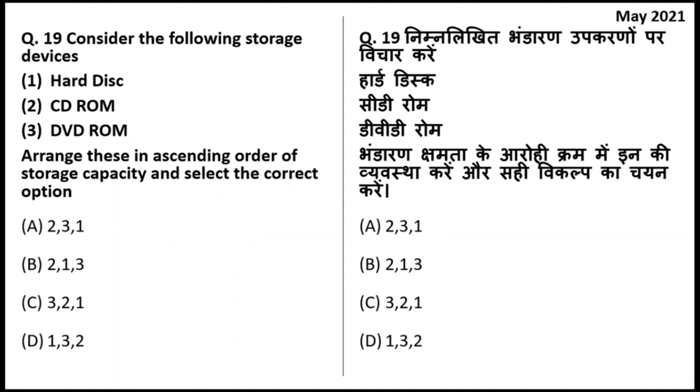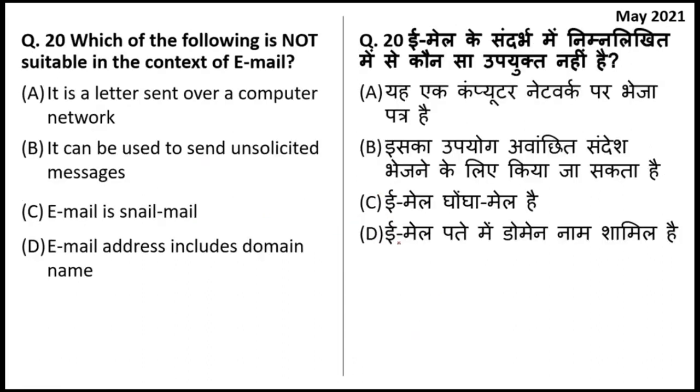The following storage devices: hard disk, CD-ROM, DVD-ROM. Now arrange these in ascending order of storage capacity. Ascending order means smaller to bigger. The storage device that has the least capacity is CD-ROM, then DVD, and the highest capacity is hard disk. So the answer is 2, 3 and 1. Option A is the right answer.